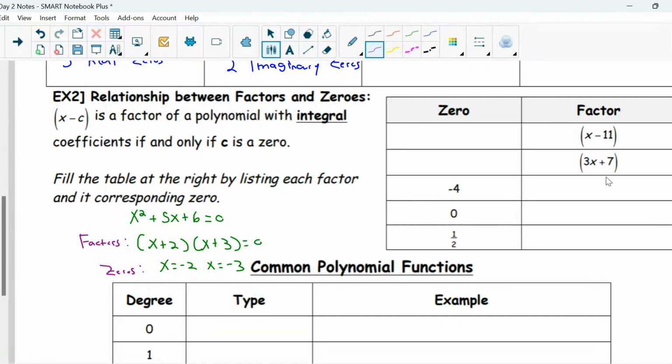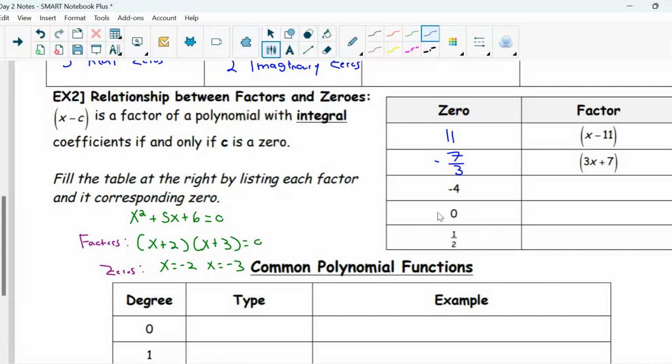So if I gave you the factor of x minus 11, your 0 would be setting this equal to 0 and solving it. So your 0 would be positive 11. If you set 3x plus 7 equal to 0, you would subtract your 7 and divide your 3, and you would get a 0 of negative 7/3.